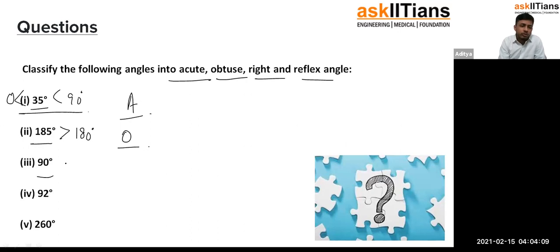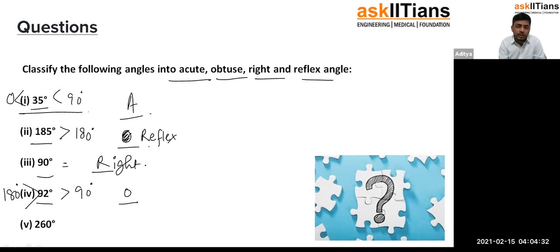What about this? Obviously, this is a 90-degree right angle. So a 90-degree angle means it is the right angle. 92 is greater than 90 degrees, but it is less than 180 degrees. So it is obviously going to be an obtuse angle. Here we have made a slight mistake. This will not be an obtuse angle. This will be a reflex angle. And this is a right angle. Okay, so let us write it completely.